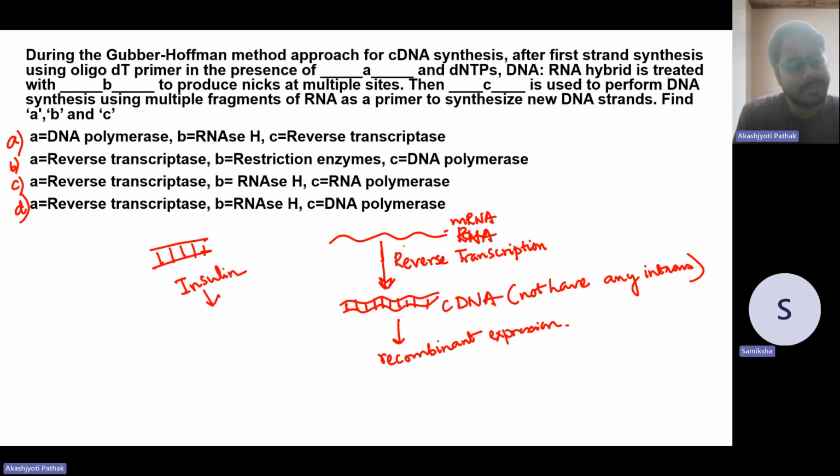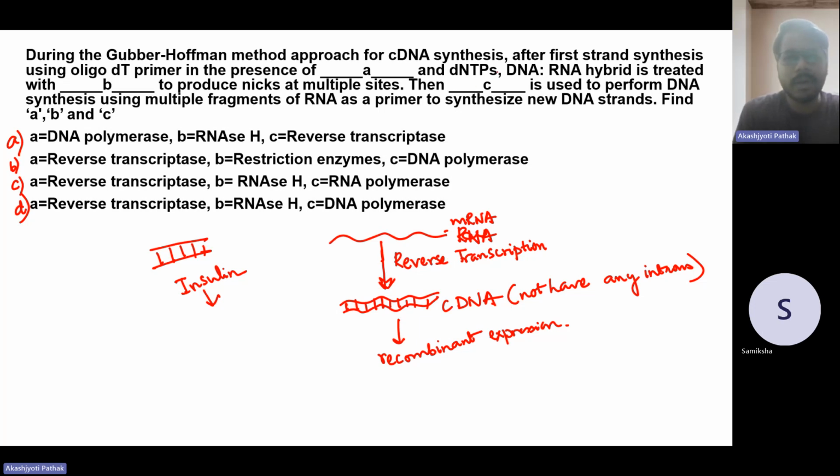Is there any such method not present till now, except DNA? You cannot directly inject mRNA, because the mRNA will be degraded by the bacterial endonucleases. You cannot inject mRNA into the cell and expect it to express the protein. So you have to clone the DNA into a plasmid, and then you can express it. So that is cDNA. cDNA will basically not have any intron sequence. So that is the reason.